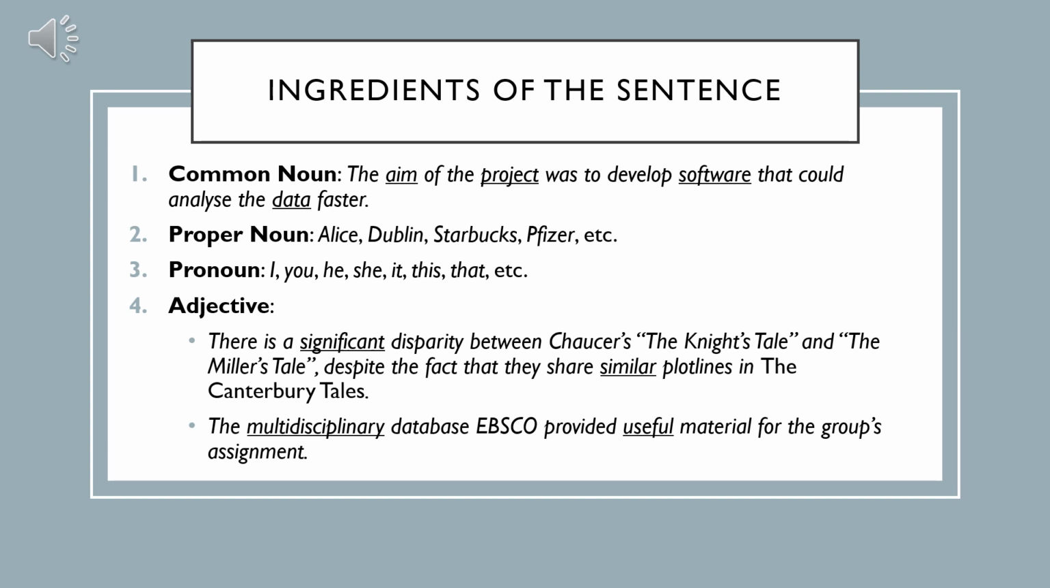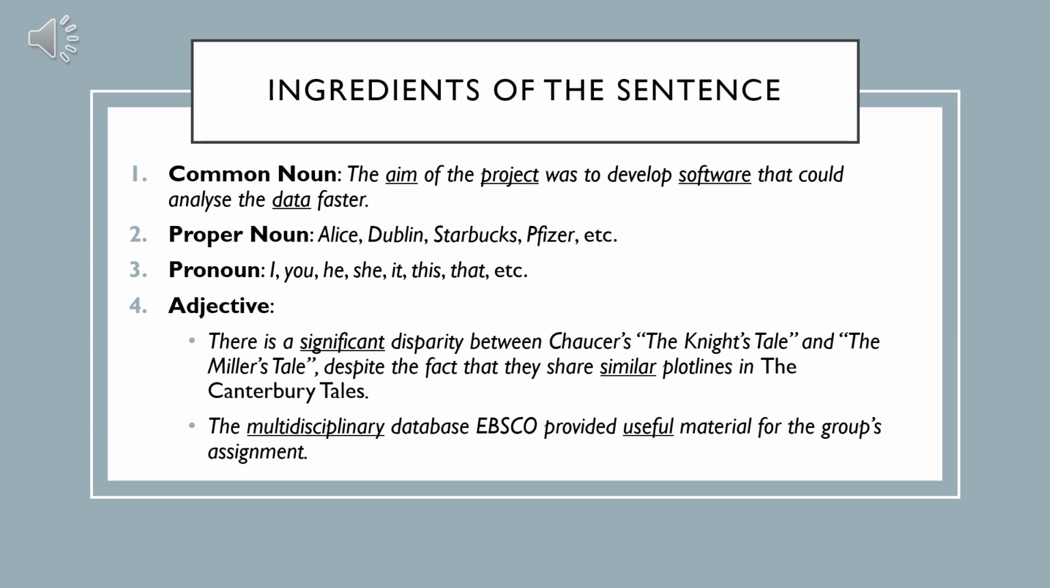A proper noun is a named person, place, or thing, and it takes an initial capital letter. I'll say that again. A proper noun is a named person, place, or thing. For example, Alice is the name of a person, Dublin is the name of a place, and Starbucks and Pfizer are names of companies. These are all proper nouns.